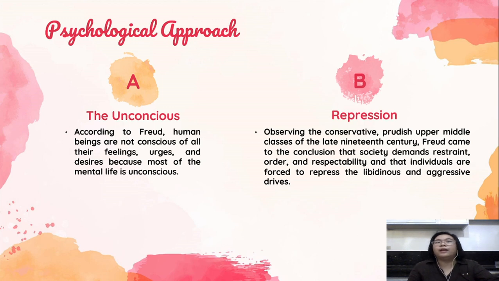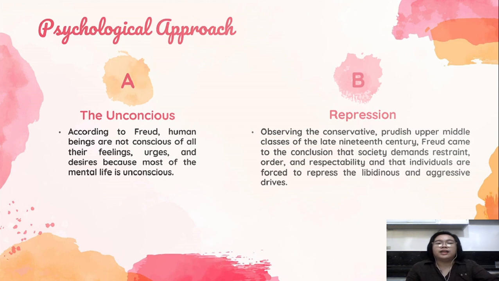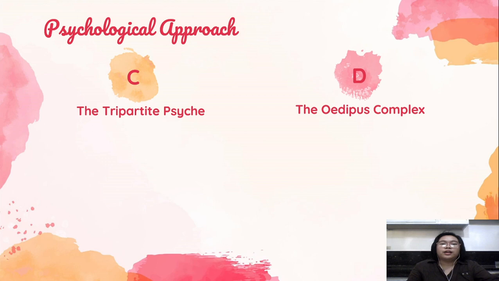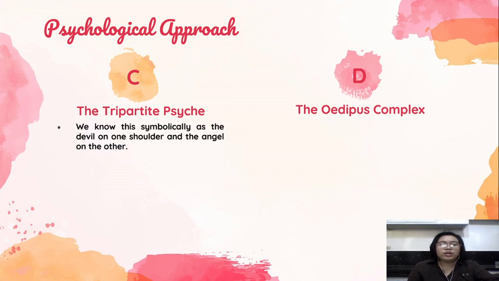That's why in some of the literature we often look for the symbols used in the literature. It can be expressed by creating beautiful or terrifying images and narratives. Next is Freud's tripartite psyche. So in here, we know this symbolically as the devil on one shoulder and the angel on the other.